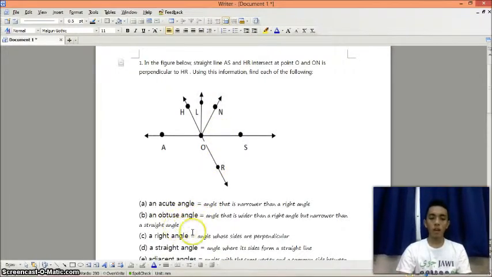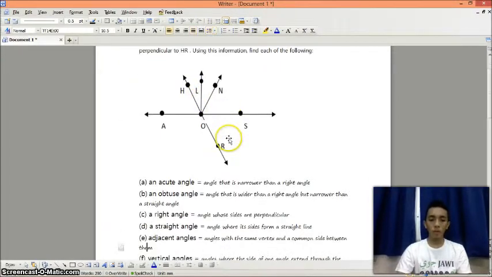Next, a right angle. A right angle is an angle whose sides are perpendicular. In this diagram, the sides are perpendicular, that is angle LOS and angle LOA. Next, a straight angle, an angle whose sides form a straight line. There is only one, that is angle AOS, that is 180 degrees.